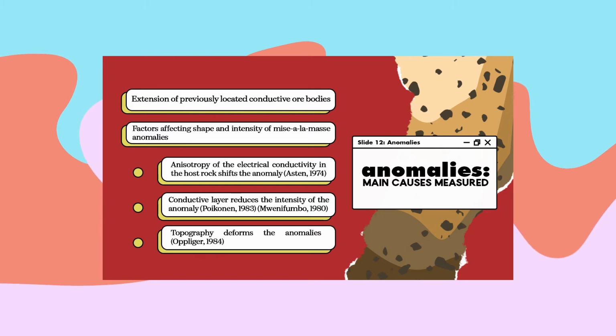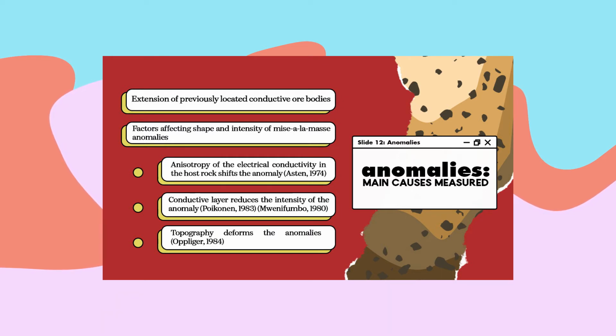Aston verified in his study, through calculations made using a simple point source in a homogeneous anisotropic half-space, that the anisotropy, or the magnitude of the electrical conductivity in the host rock, shifts the anomaly. As for the conductive layer, it was proved that the intensity of the anomaly reduces, as demonstrated by the model calculations in layered earth of both Poikkonen for the point source and Manifumbo for a conductive body. Lastly, the study conducted by Opliger exhibited how anomalies are clearly deformed through the topography or its physical and natural features.